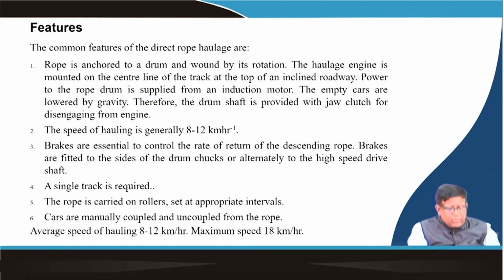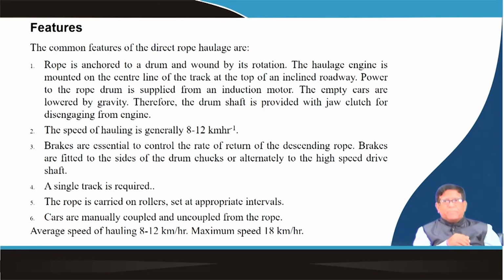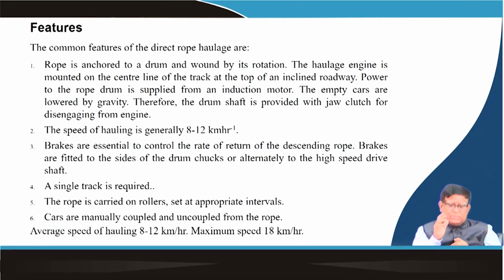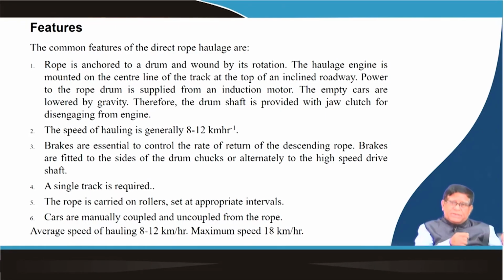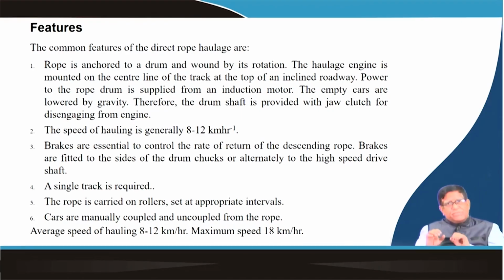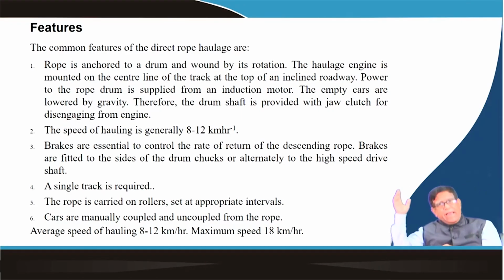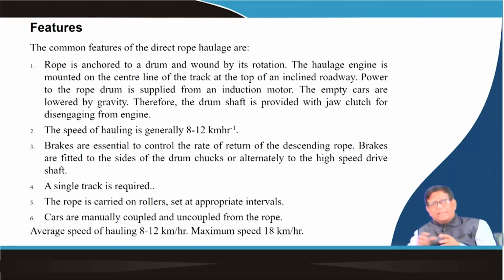The cars are manually coupled and uncoupled from the rope. You will require persons to connect and disconnect, and the average speed, as we have said, is 8 to 12, but sometimes the maximum will not go beyond 18 kilometers per hour. And because each and every tub has to be connected and disconnected, brought from the face to the haulage system by pushing it manually, and at the end also disconnected and then pushed manually, taking it to the cage.